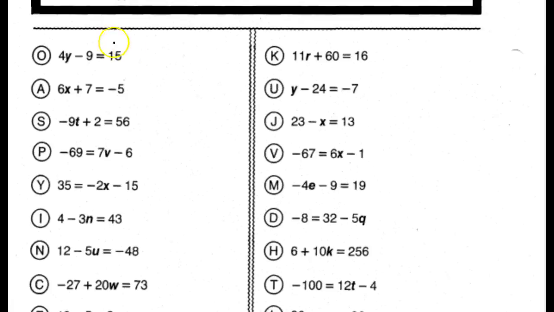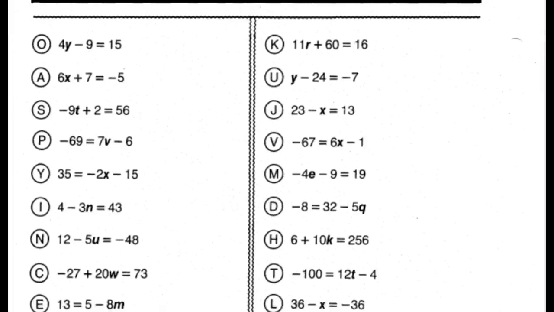So what you want to do is see, okay, it's 4y minus 9 equals 15, and it's letter O. So I want to go to the, I'm going to do mine on the back, and just say, always label it. Four y minus 9 equals 15. And then as long as you show the algebra, you should be good to go.